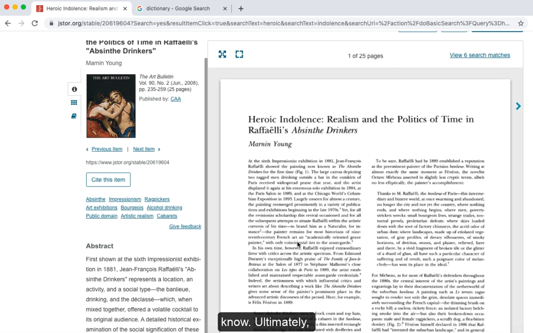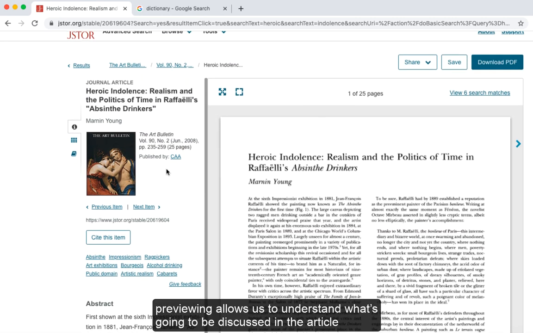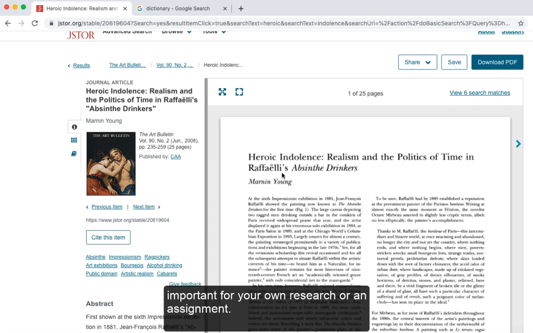Ultimately, previewing allows us to understand what's going to be discussed in the article and what we're potentially going to find out in the article. When you're ready to start reading, you'll be able to focus on how the scholar is presenting their ideas and research, and what information is important for your own research or an assignment.